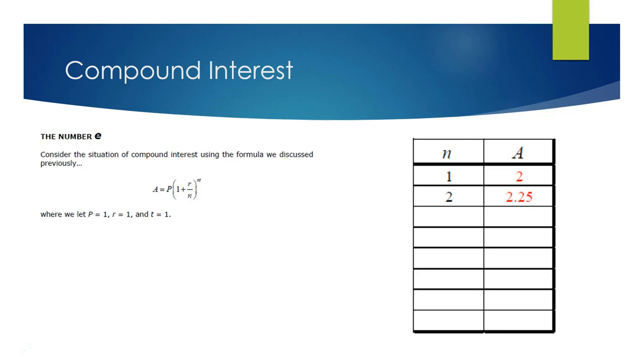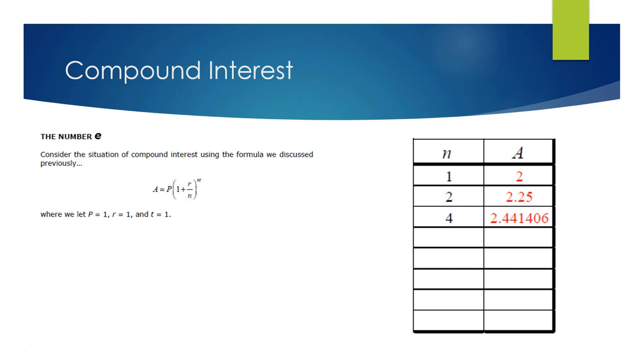If I let N be 4, and I'm using these N's because semi-annually, quarterly, monthly are things that we tend to look at most often when we compound interest, the number still increases, though not quite as much as when I went from 2 to 2.25. Here I'm going from 2.25 to 2.44. So I'm still increasing, but not increasing as much.